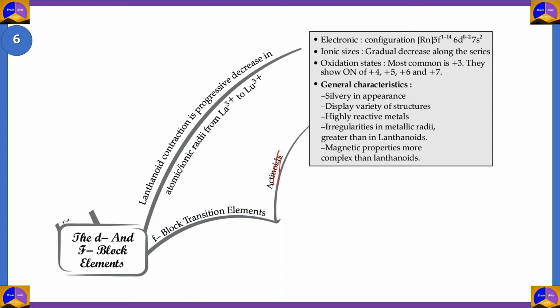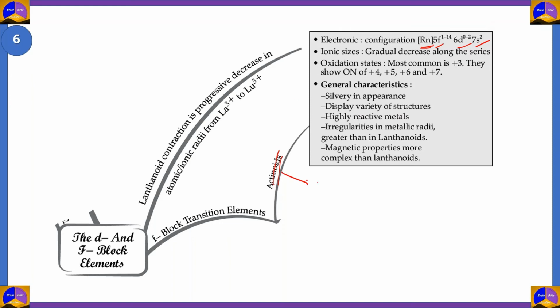The only difference is that the base atom that we use, the noble gas that we use, is radon, and then it is 5f 1 to 14, 6d 0 to 2, and 7s2. So those are the second type of transition elements, f block transition elements. These 14 elements are coming after actinium, and that's why they're called actinoids. So actinium is also included in the discussion of actinoids.